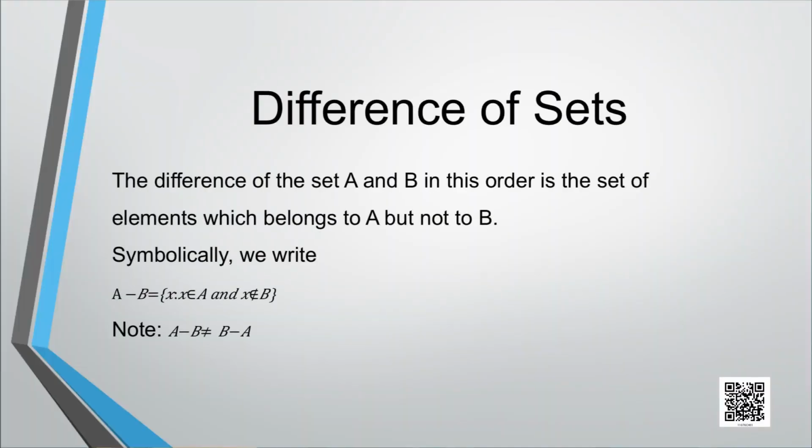Now, students, let us take one more operation. The next operation is the difference of sets. The difference of sets A and B, in this order, notice this word order, we are going to see it later, is the set of elements which belong to A but not in B. As the name suggests, it is a difference. Symbolically, A minus B represents all those elements which are in A but not in B.